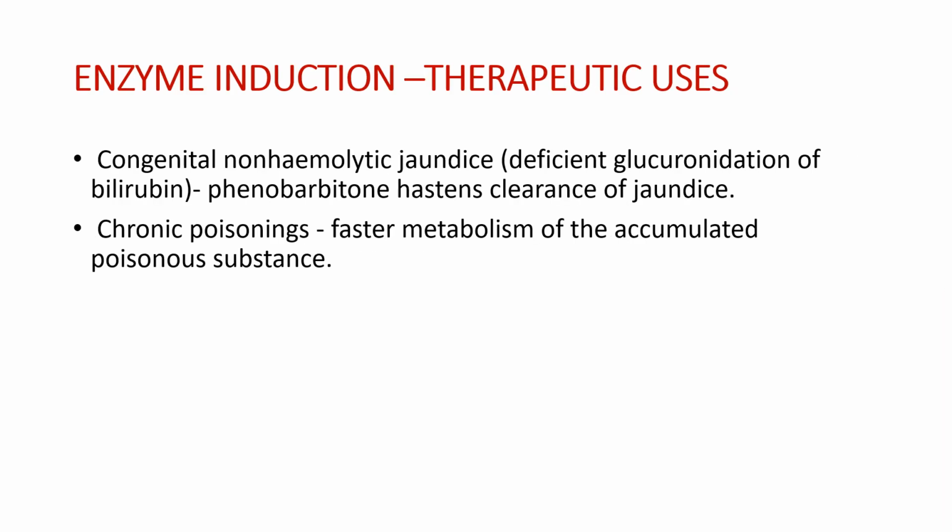Some of the therapeutic uses of enzyme induction are congenital non-hemolytic jaundice. In this case, there is a deficient glucuronidation of bilirubin. So phenobarbital, which is an enzyme inducer, when given in this condition, hastens the clearance of jaundice by inducing the glucuronide conjugating enzyme and thereby increasing the conjugation of bilirubin. And in chronic poisoning, faster metabolism of the accumulated poisonous substances occurs when an enzyme inducer is given. So these are some therapeutic uses of enzyme induction.